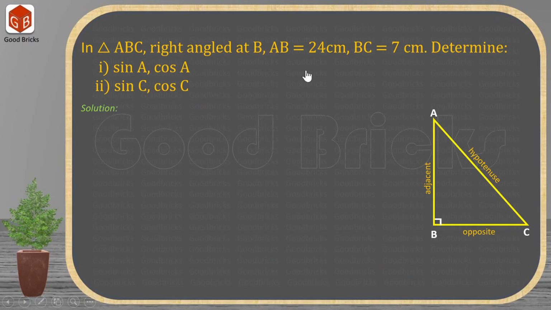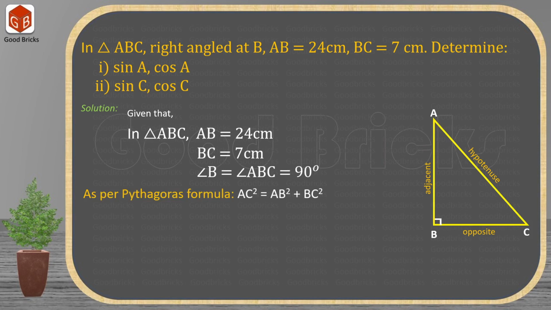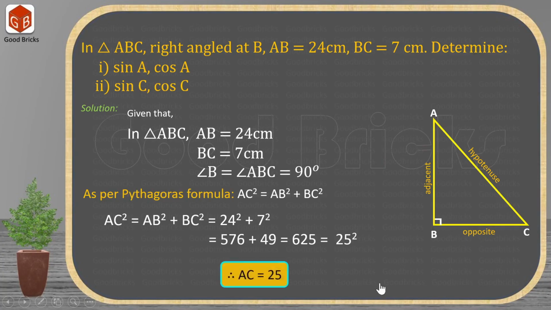And in this first problem they have given AB, BC, but they did not give AC. So using Pythagoras theorem, let us find AC value, and you know that AC square is equal to AB square plus BC square as per Pythagoras theorem, and when you substitute the given values and simplify, you will get the value of AC is equal to 25.